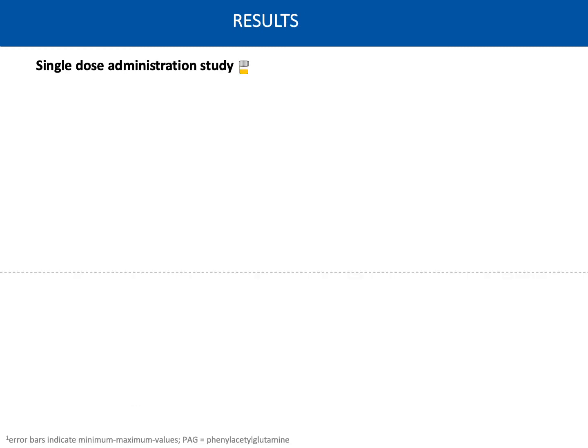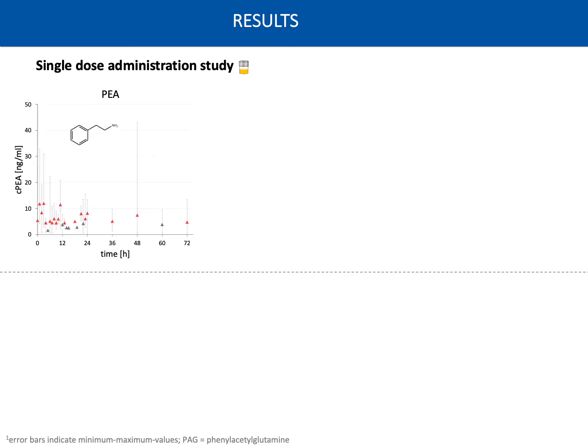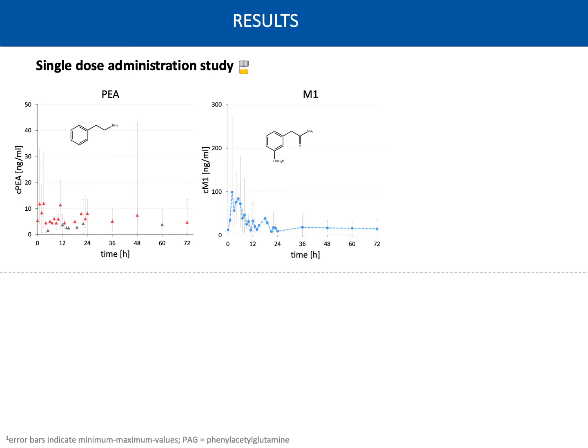So let's have a look at the results of the single dose study first. As we can see here, PEA itself doesn't really show an increase after application of the drug. We can see quite high natural fluctuations, which show that urinary concentrations of PEA itself are not sufficient to evaluate potential misuse. The sulfur metabolite, on the other hand, shows a clear increase within 12 hours post-administration, and maximum levels range between 29 and 272 nanogram per milliliter. So we see relatively high inter-individual variance here.